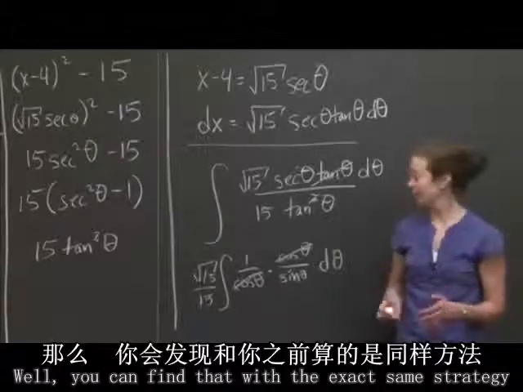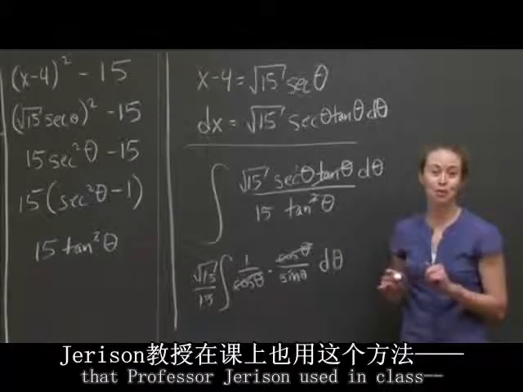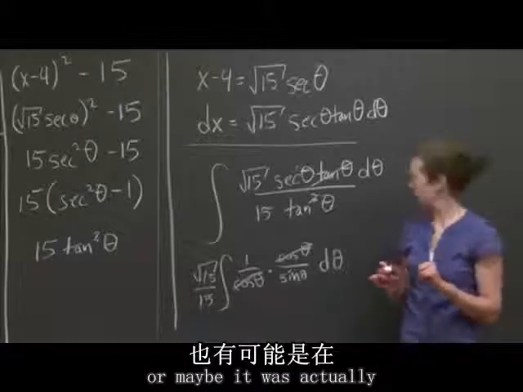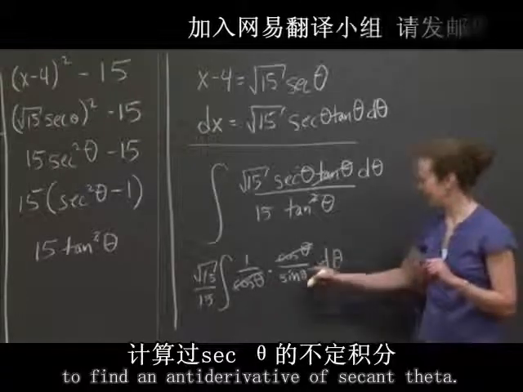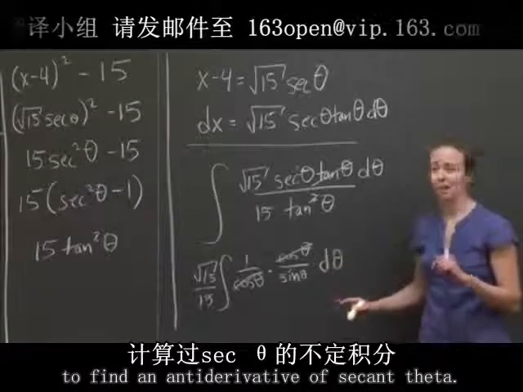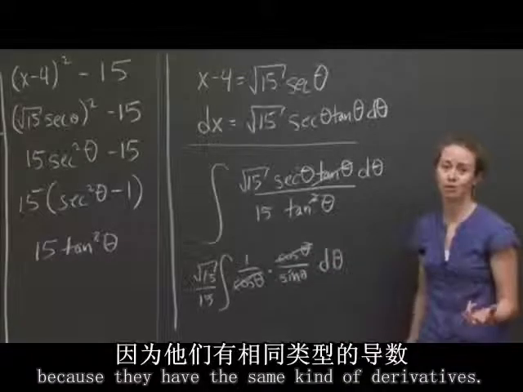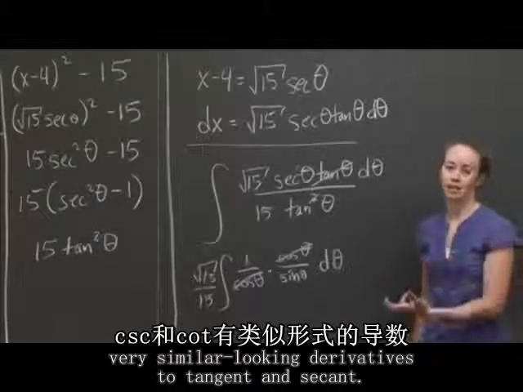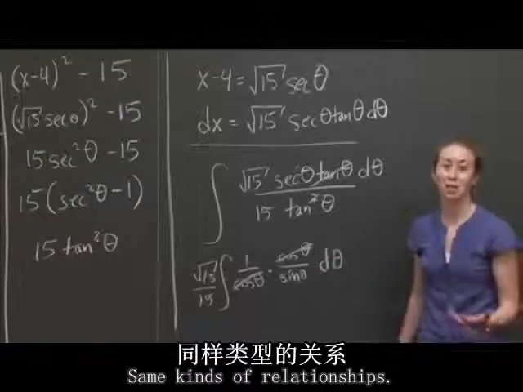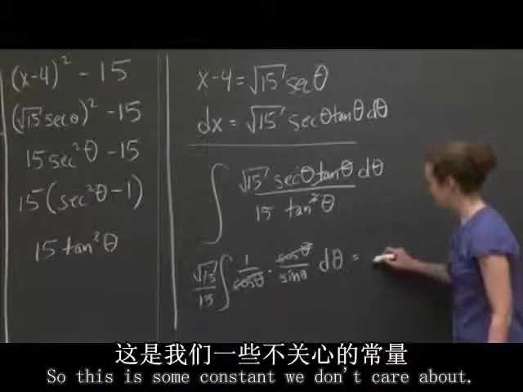Well, you can find that with the exact same strategy that Professor Jarrison used in class, or maybe it was actually Professor Miller in that lecture, to find an antiderivative of secant theta. So you can do the same kind of thing with cosecant theta because they have the same kind of derivatives. Cosecant and cotangent have very similar looking derivatives to tangent and secant, the same kinds of relationships. So you can actually find that antiderivative. So this is some constant we don't care about.